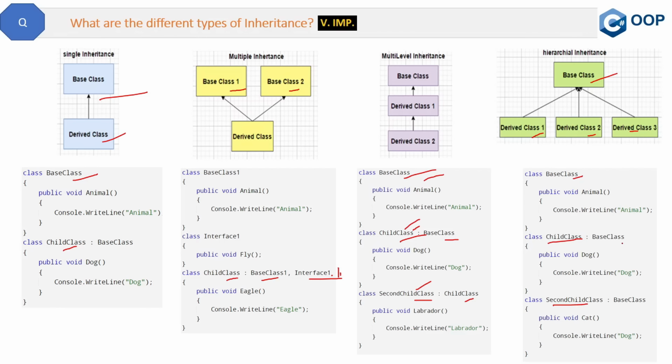And just to remind you again, base, parent and superclasses are same, and child, derived and subclasses are same. And this hierarchical inheritance is the most used type of inheritance when anyone is in programming. So let's go to the next question now.